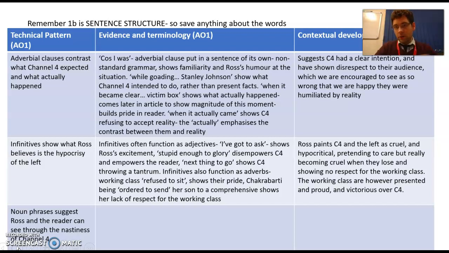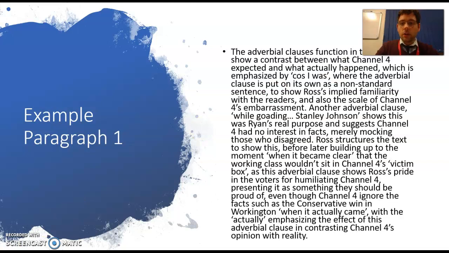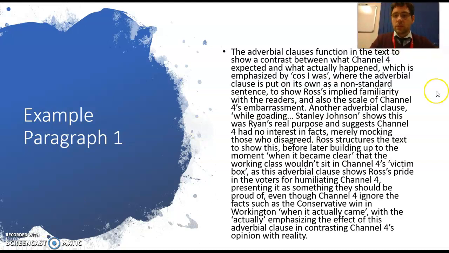The third paragraph on noun phrases, if you want to do yourself, you can. You might want to look at how he uses it to present Channel 4 as particularly nasty. So what might a paragraph look like? Well, it would look something like this on adverbial clauses. The adverbial clauses function in the text to show a contrast between what Channel 4 expected and what actually happened. So we've got a really clear topic sentence, here's the feature, here's what it does, which is emphasised by "'cause I was," where the adverbial clause is put on its own as a non-standard sentence to show Ross's implied familiarity with the readers and also the scale of Channel 4's embarrassment. So that's what it seems to be doing.